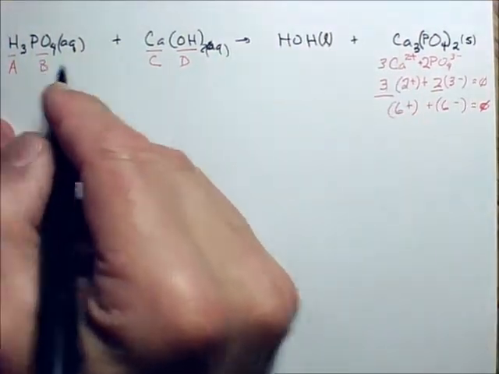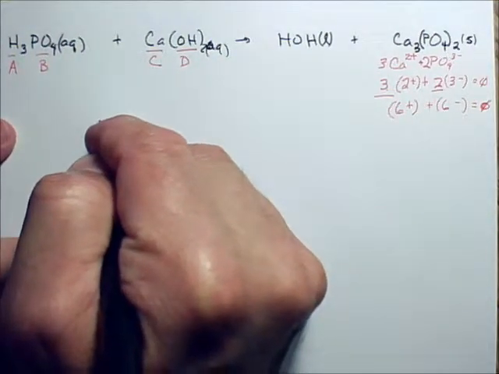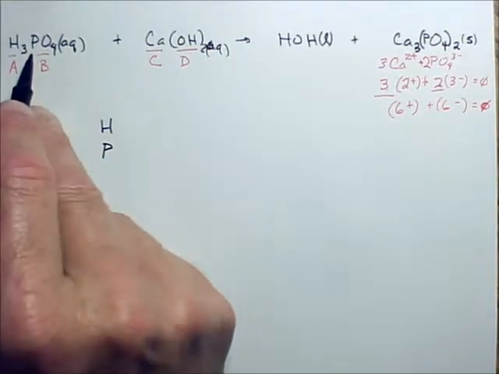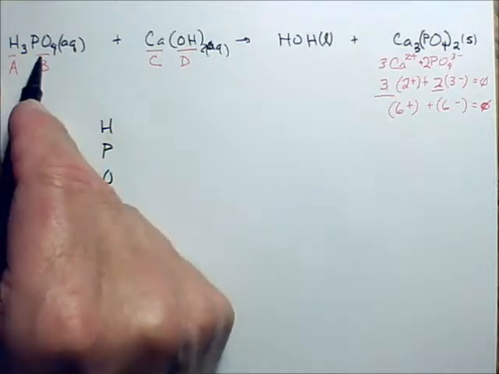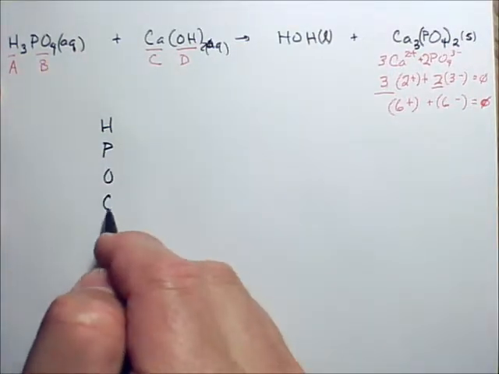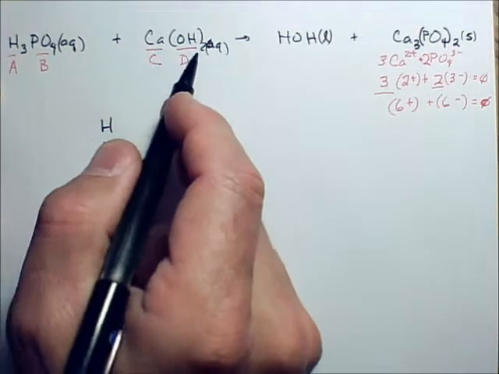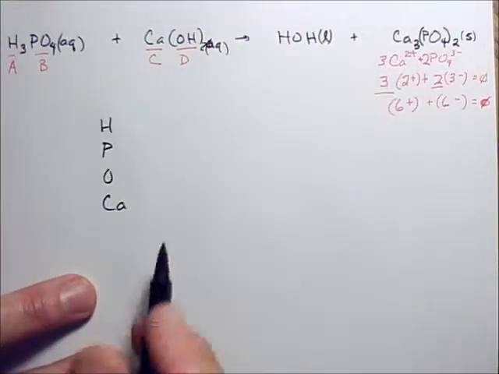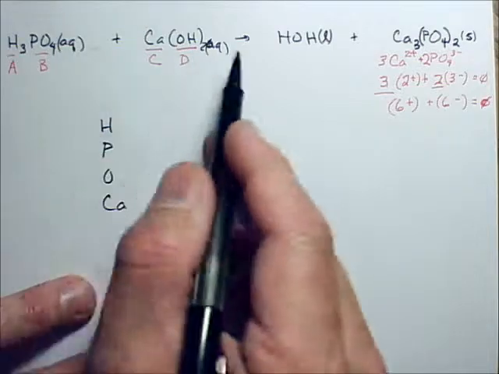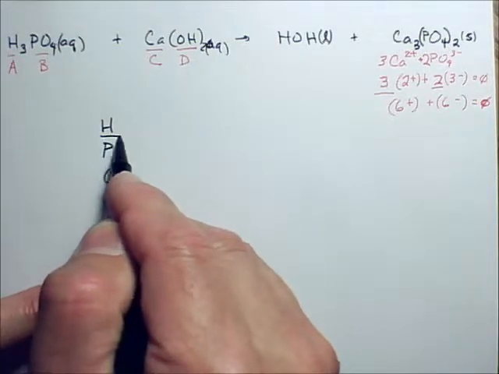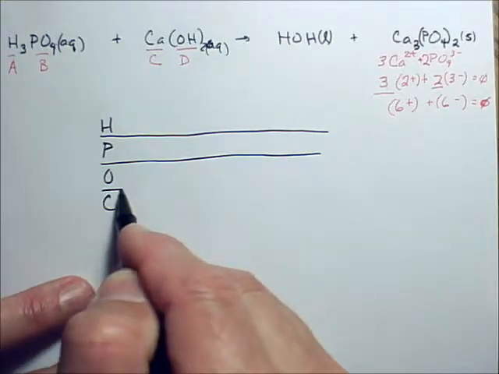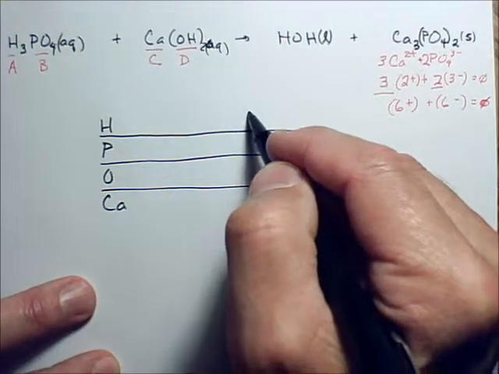Alright, so we're going to list all of our elements in a column. H from here, P from right there, O from right here and over there, calcium, Ca, and I think that's all the elements, isn't it? Because H and O show up on both sides. So we're going to do a chart or grid or spreadsheet, whatever you'd like to call it.